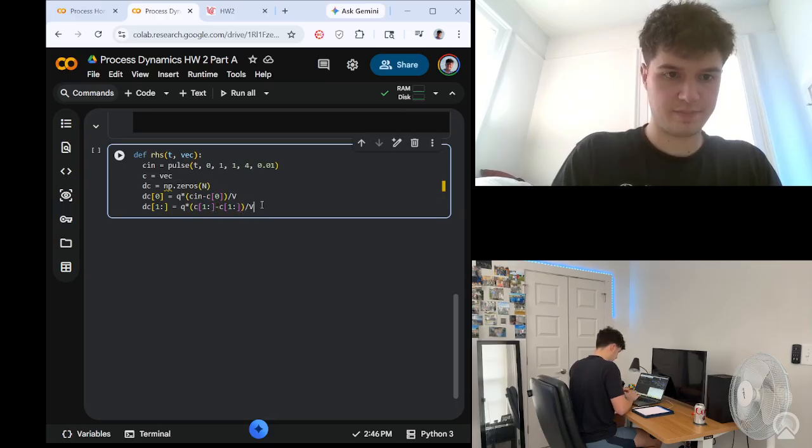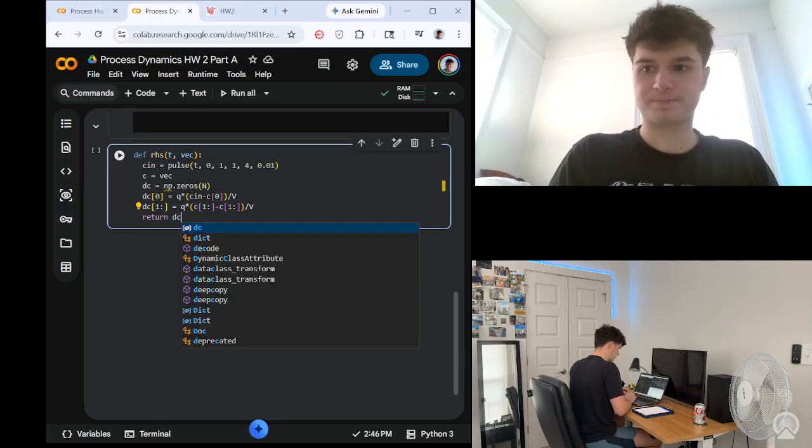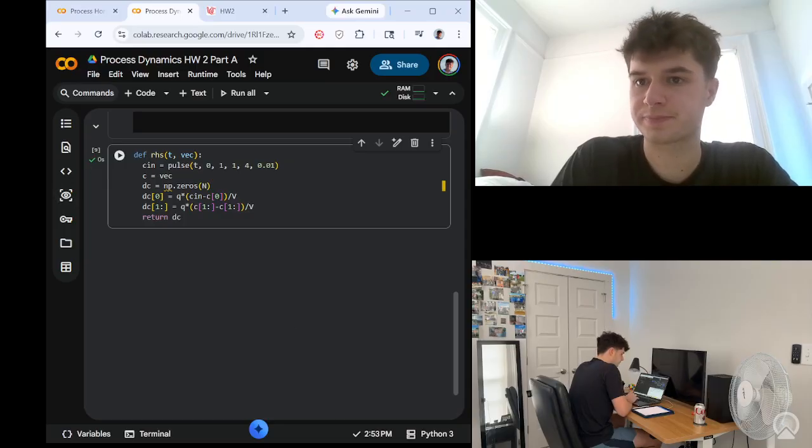These sometimes trip me up. And then we are obviously going to want to return DC. And we will really quickly run this to make sure there are no errors. All right, we got this green check, as you can see, so we are good to continue.